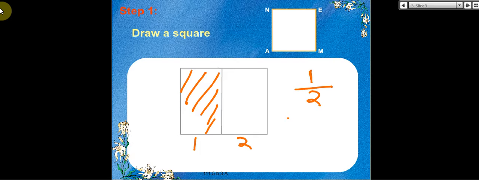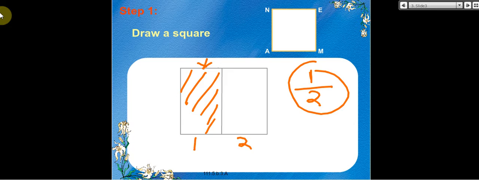So this is 1. This shaded region is 1/2 of this complete square. If we write it in fractional form, we write it as 1/2. Why? Because the square has two parts, and we are talking about the first part only, so we write 1/2.